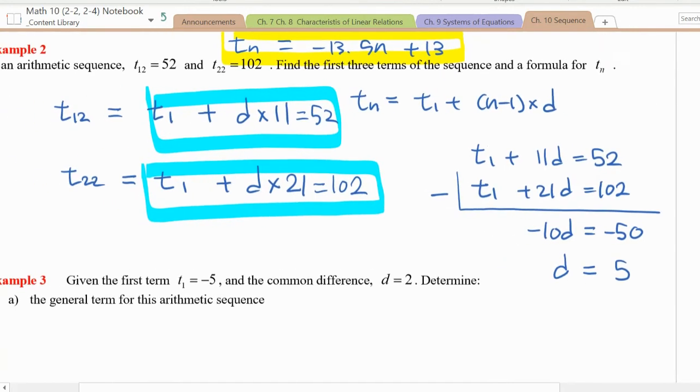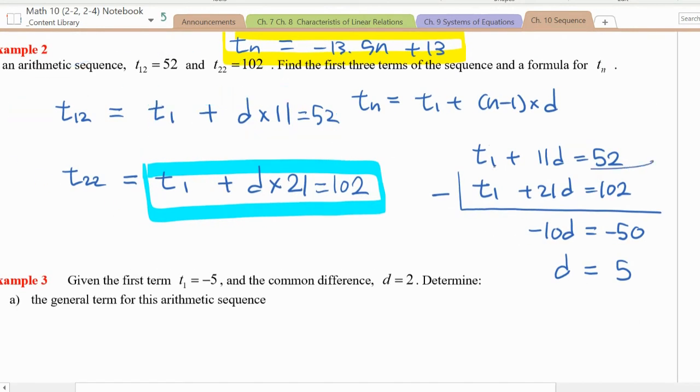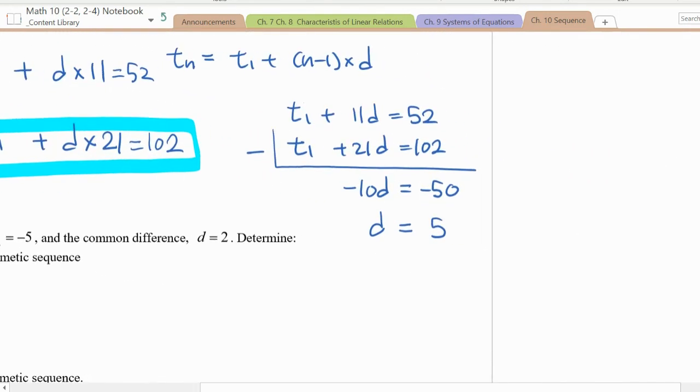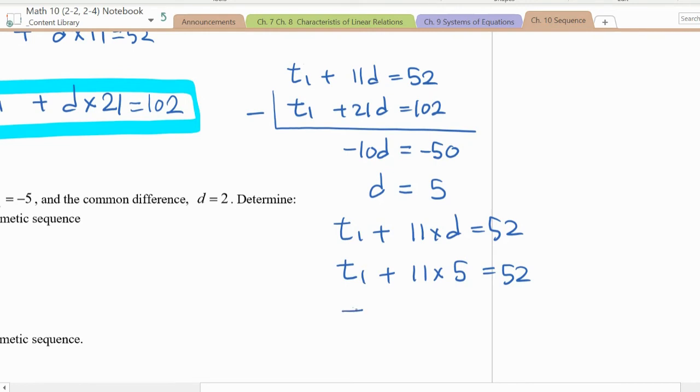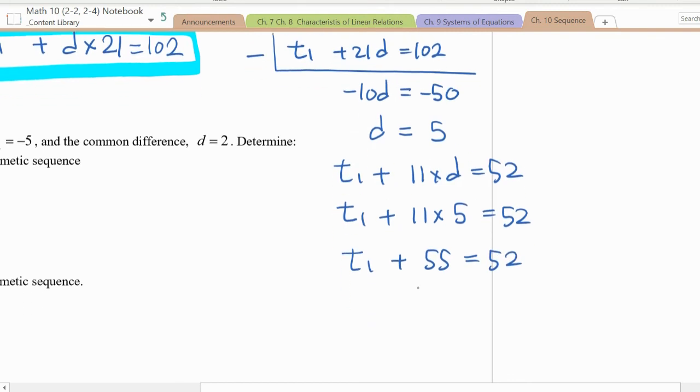Now, using one of those equations, we're going to find T1. T1 plus 11 times d equals 52. Then T1 plus 11 times 5 equals 52. So T1 plus 55 equals 52. Now we subtract 55 from both sides. Then T1 equals 52 minus 55, which is negative 3. So we have all the information, T1 and the common difference.